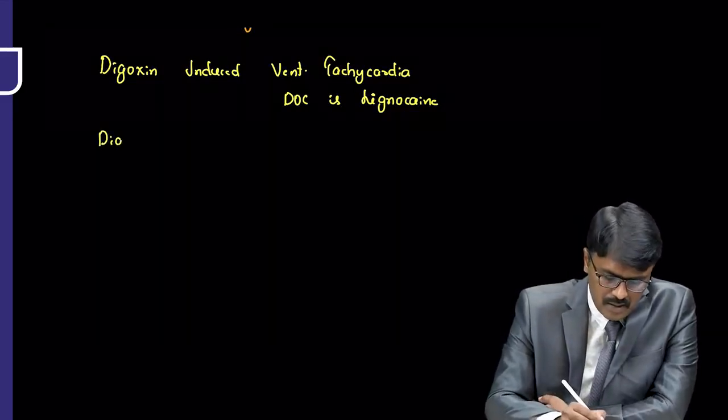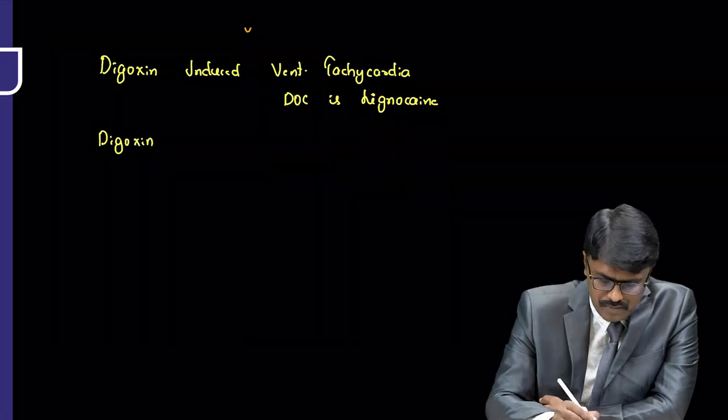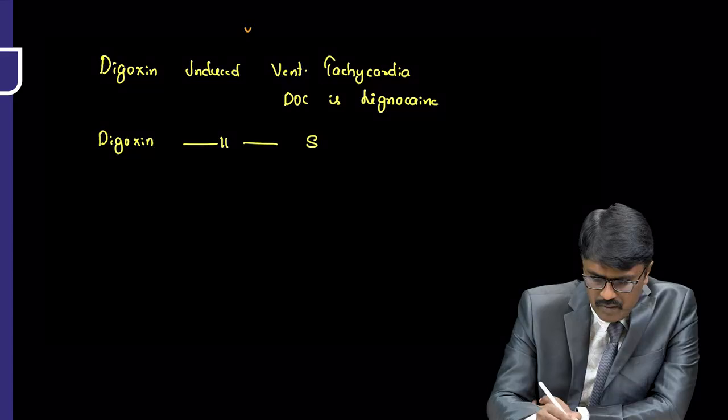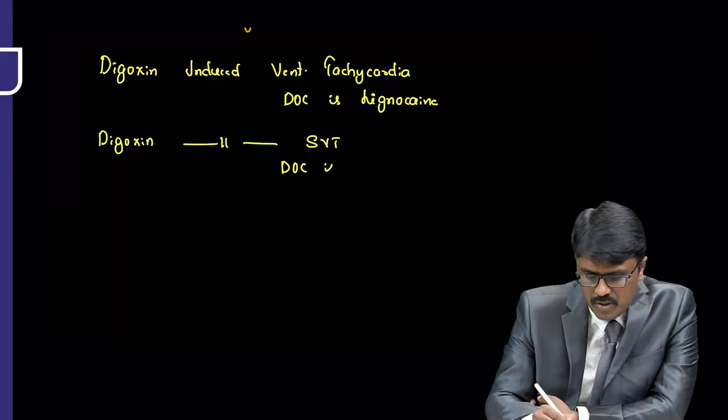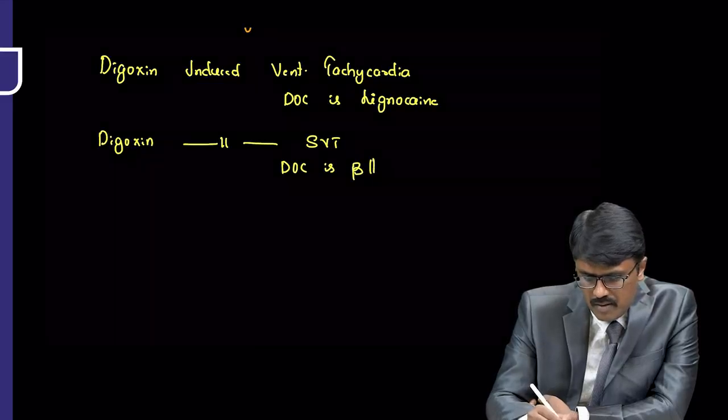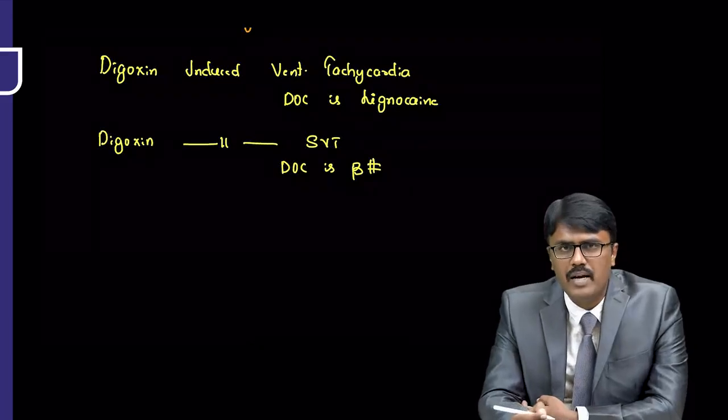Suppose the patient has digoxin induced supraventricular tachycardia. What's the drug of choice? The drug of choice is a beta blocker, for example, propranolol, esmolol, like that.